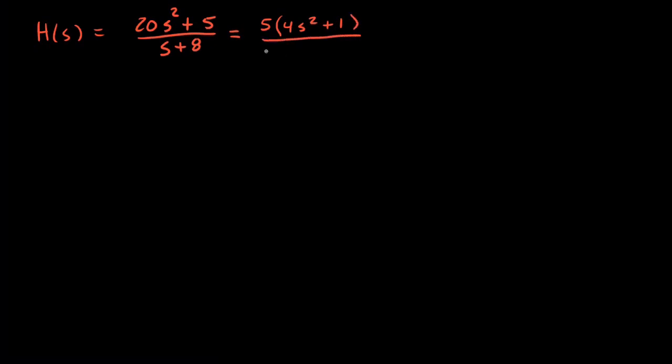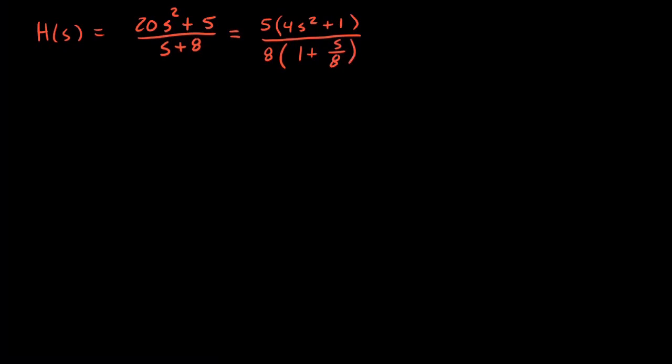Okay, for our final example, we're going to have a transfer function that looks like H(s) equals 20s plus 5. I'm sorry, 20s squared plus 5 over s plus 8. Okay, so we can do a little bit of work on that, and we can say that's actually going to look like a 5 onto 4s squared plus 1, and then that's going to be divided by an 8 onto 1 plus s over 8.